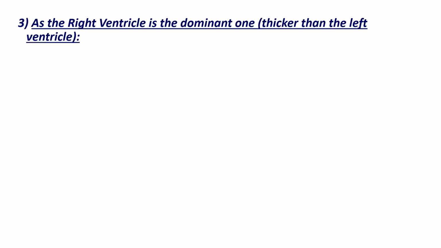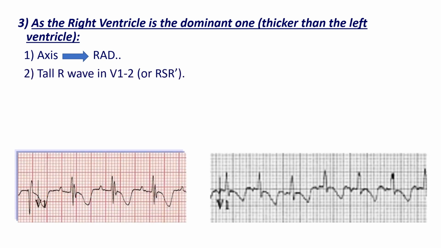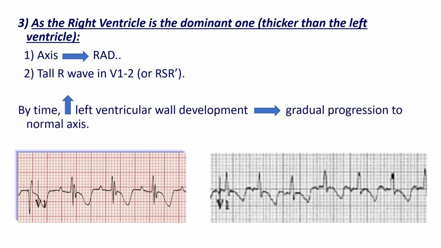Moving on, as the right ventricle is the dominant one, and we've just explained why, that will result in a few things. You're going to get right axis deviation, and you're going to get a picture of incomplete right bundle branch block. That will be in the form of either a tall R in V1 or V2, or an RSR' pattern. Then by time, the left ventricle will start developing, and gradually the axis will change to a normal axis.